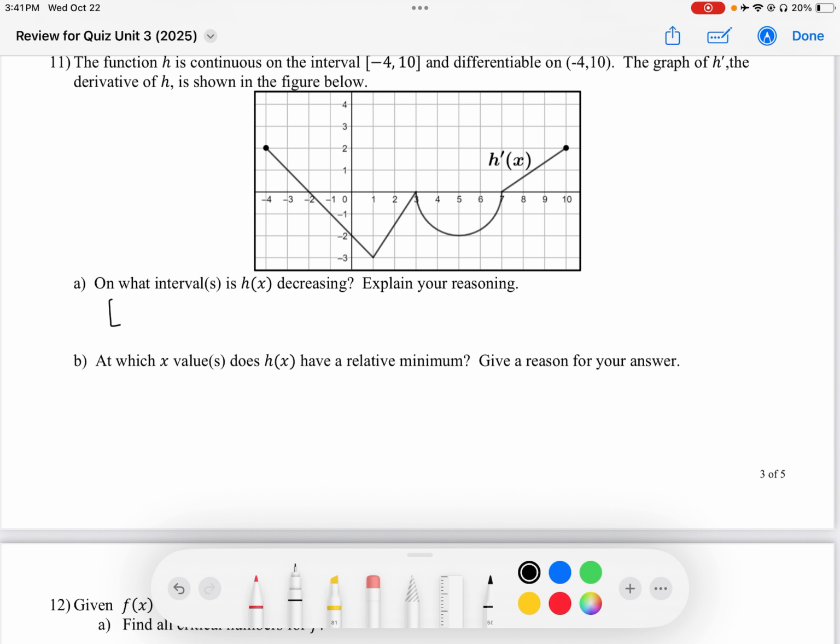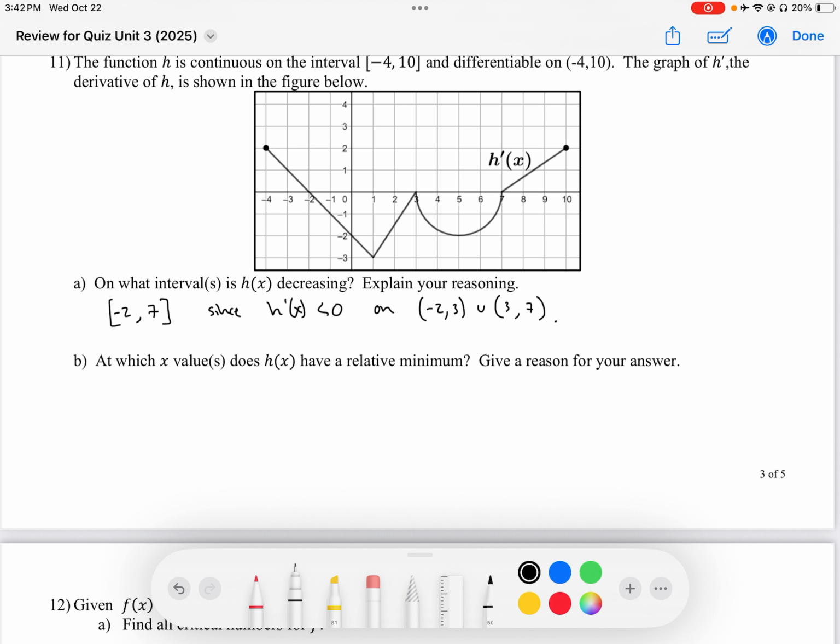So h prime is negative from -2 to 3, but we're going to keep going because if it's just 0 for a split second, you include that point. So it'd be -2 to 7. Since we would say h prime of x is less than 0 on essentially -2 to 3 and 3 to 7.